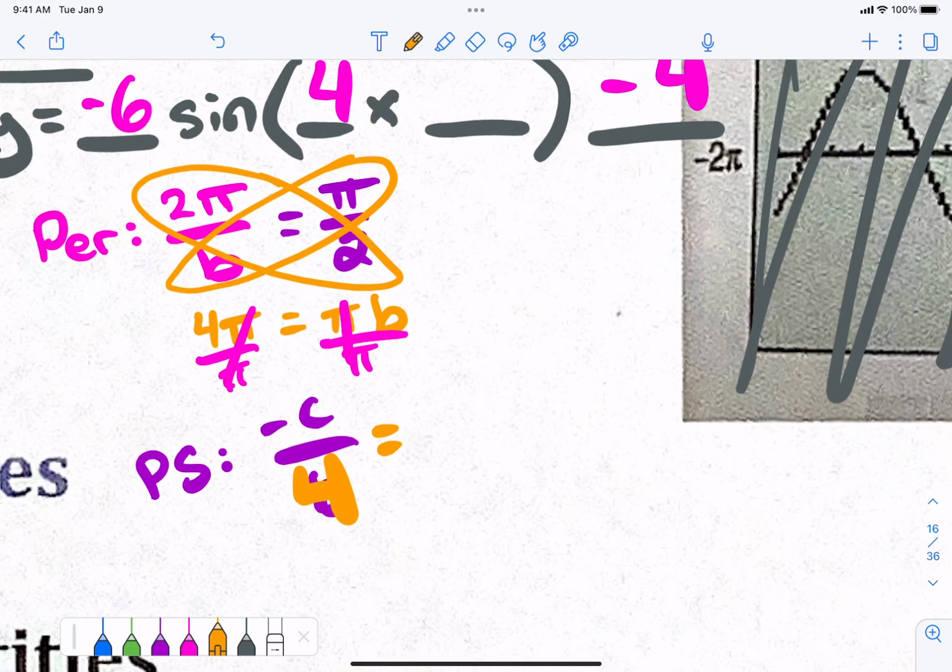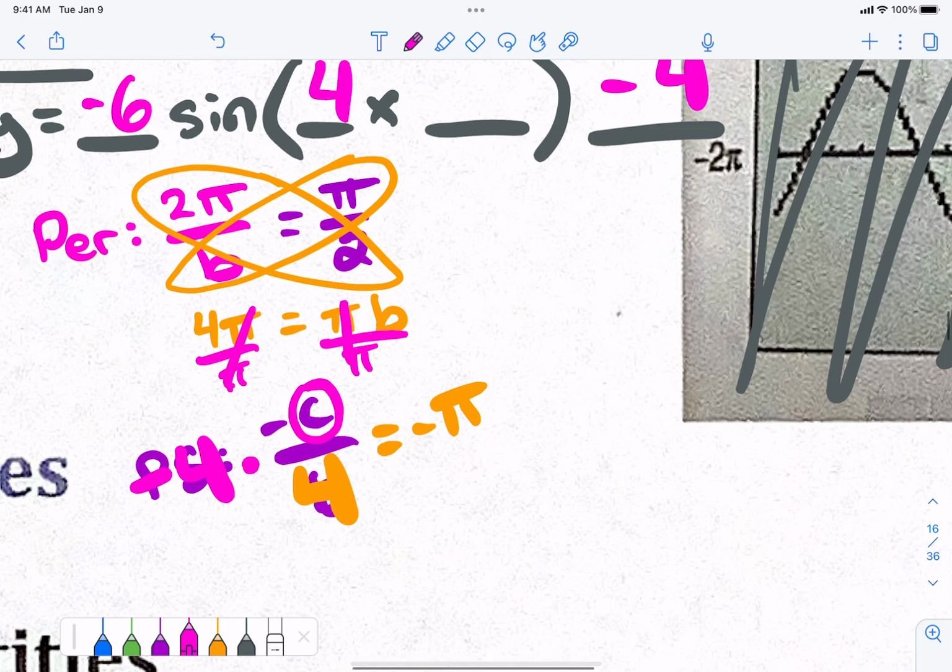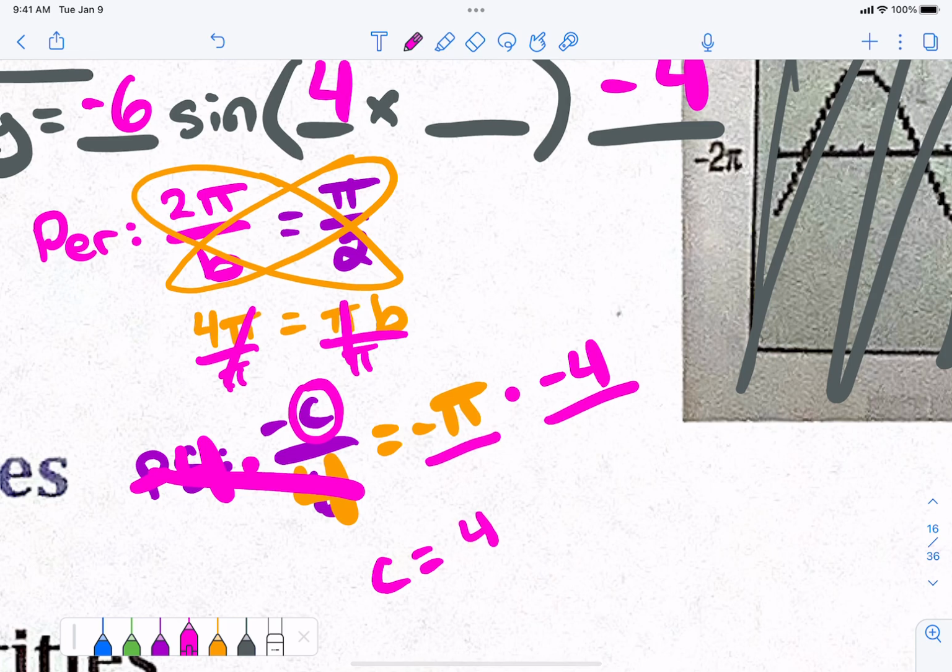Okay, I want my phase shift to be negative pi over 1. If I'm trying to get c by itself, I have to get rid of the 4. To move the 4 over, I would multiply by 4. At the same time, I want to get rid of the negative, so I'm going to bring the negative with the 4, and I'm going to multiply both sides by negative 4, and that will leave c by itself. Do you see how that works? So, what will your c be? Positive 4 pi. Negative pi times negative 4 is positive 4 pi.